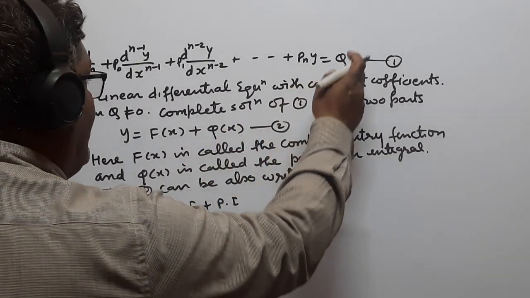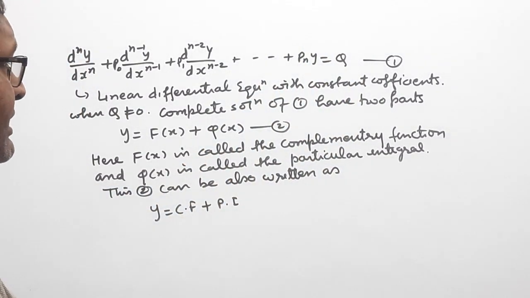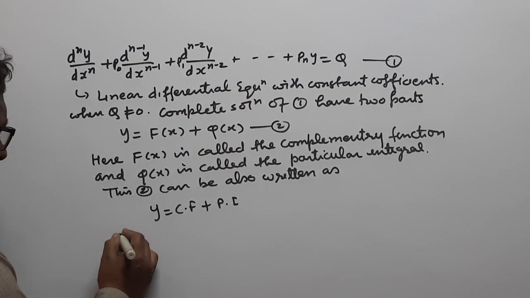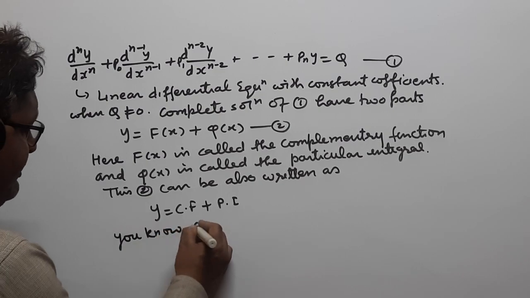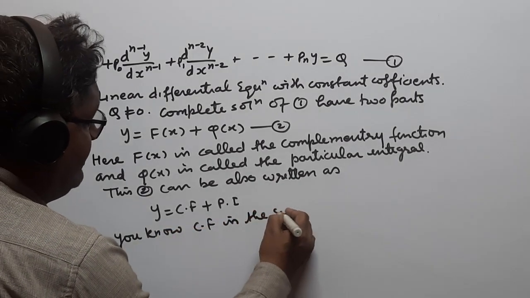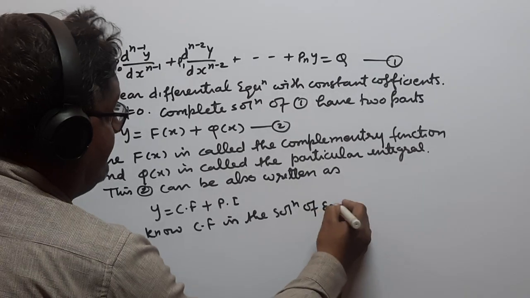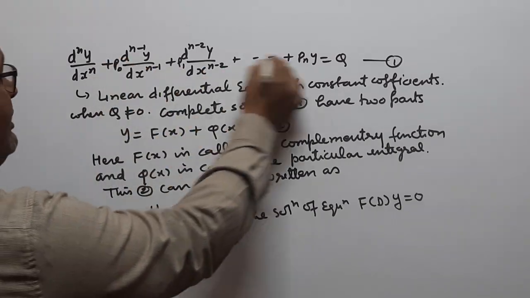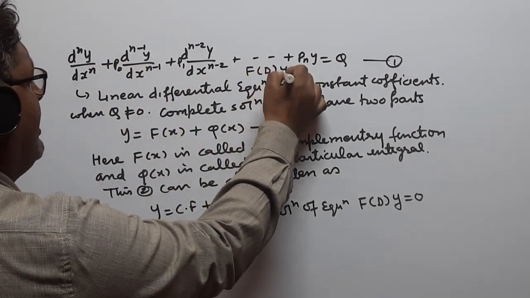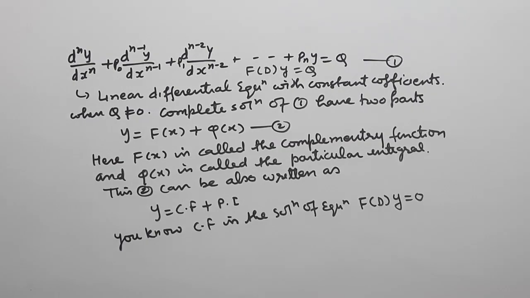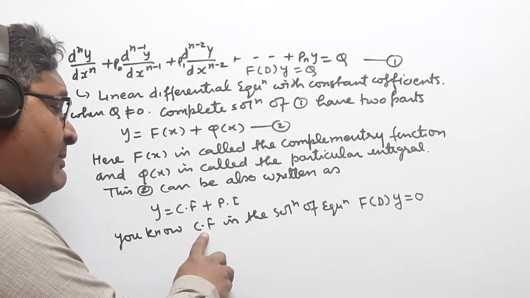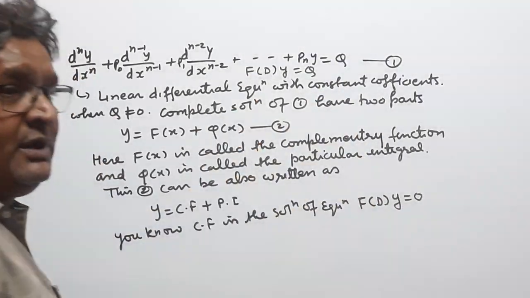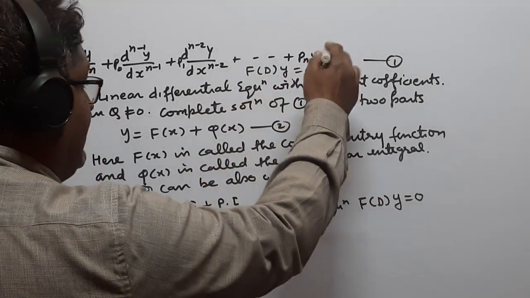Now we see how we can find the particular integral of this linear differential equation. You know CF is the solution of the equation f(D)y = 0, where equation (1) can be written as f(D)y = q. So CF, the complementary function, is the solution of this equation where q is equal to 0.